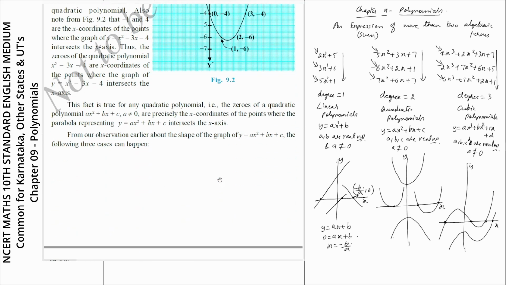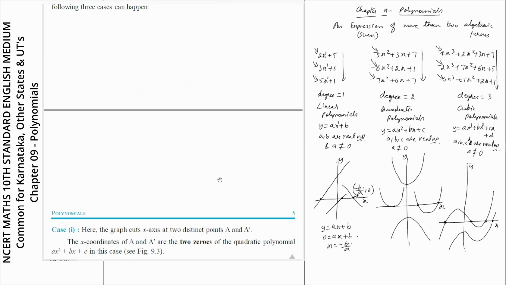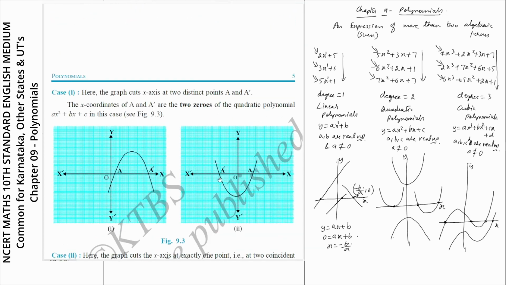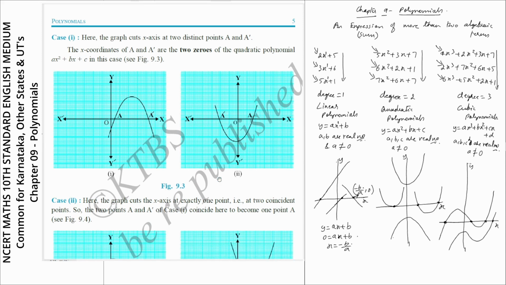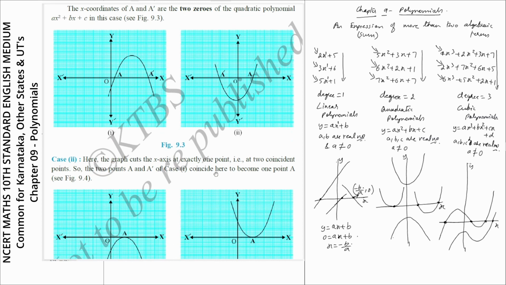And now, coming to cubic polynomials. Before that, some more explanation is there here. As I told you, the quadratic polynomials may intersect the x-axis at 2 points. Like this it may intersect, or this way it may intersect.